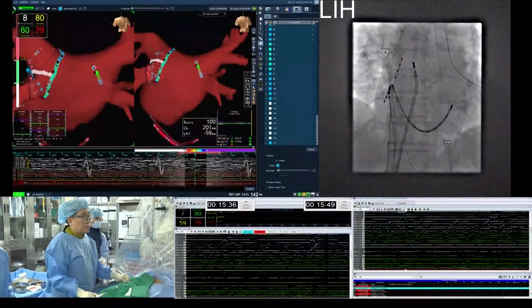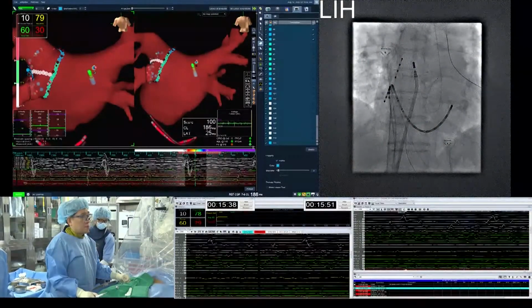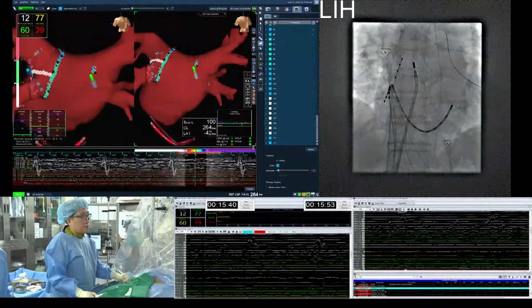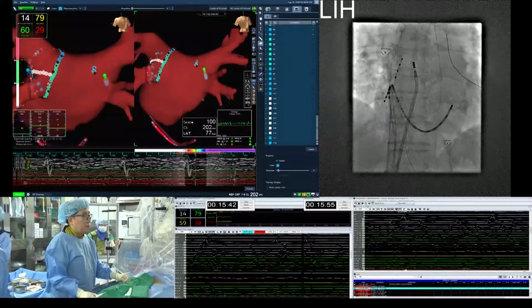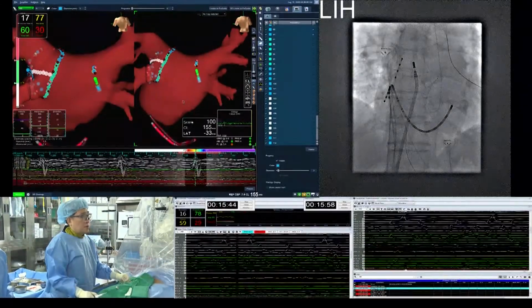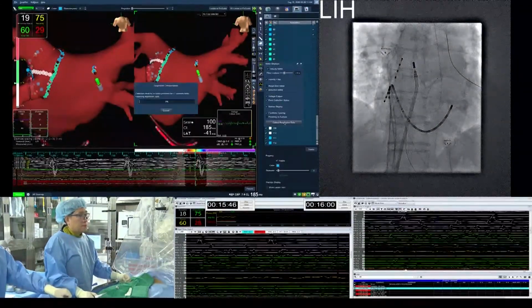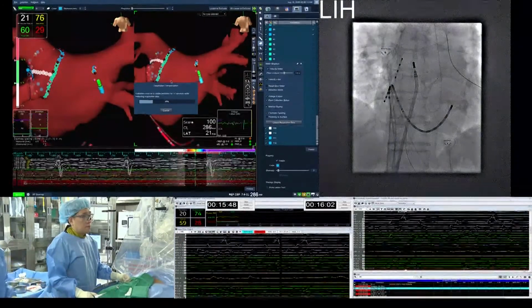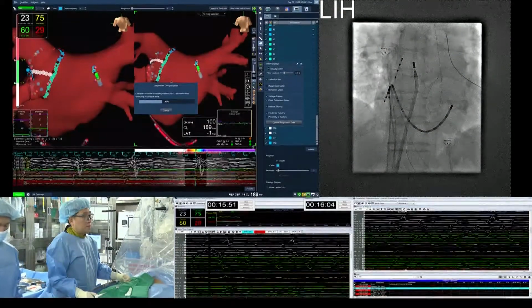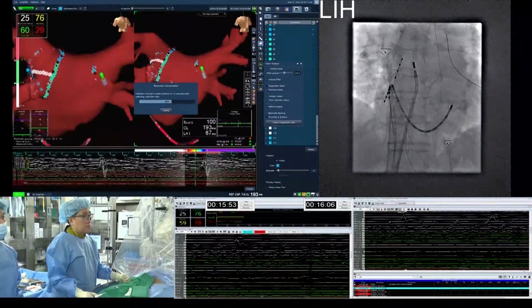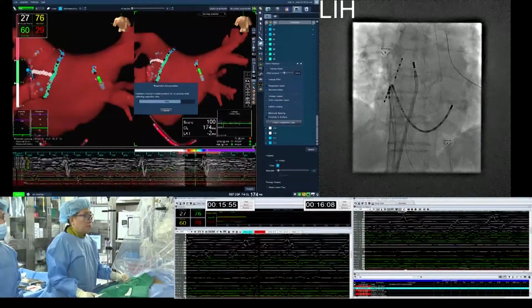If you push a little bit, the contact pressure is too high. If you pull back your catheter a little bit, the contact becomes very poor. So it is very important to push and pull back your catheter continuously and make a better contact.